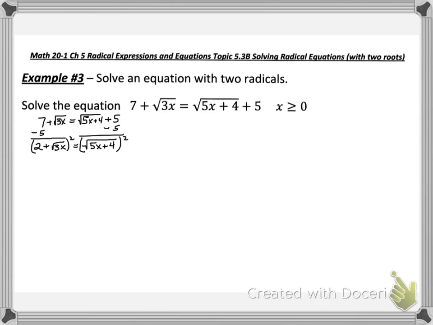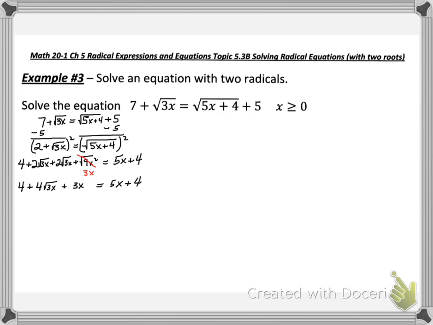By squaring both sides, on the left side we have to FOIL it. You're going to get 2 times 2, plus 2 times root 3x, plus another 2 times root 3x, plus root 9x squared. On the right side, this will clean up nicely to be 5x plus 4. Now when I clean this up on the left side, the middle terms can add together, so you're going to get 4 plus 4 root 3x plus 3x equals 5x plus 4.